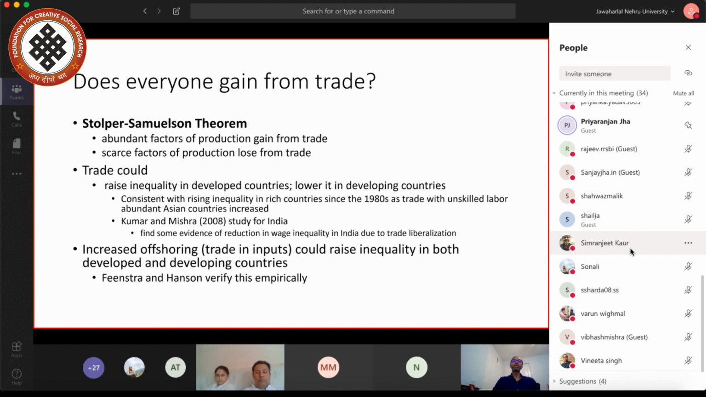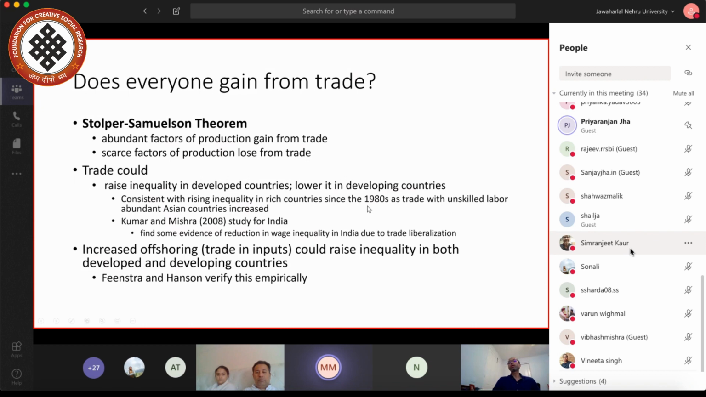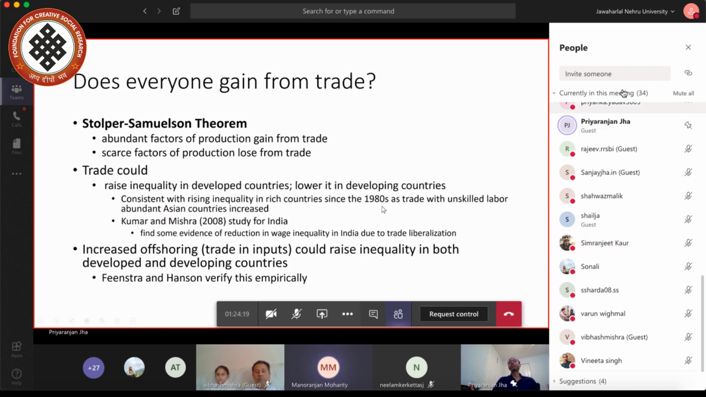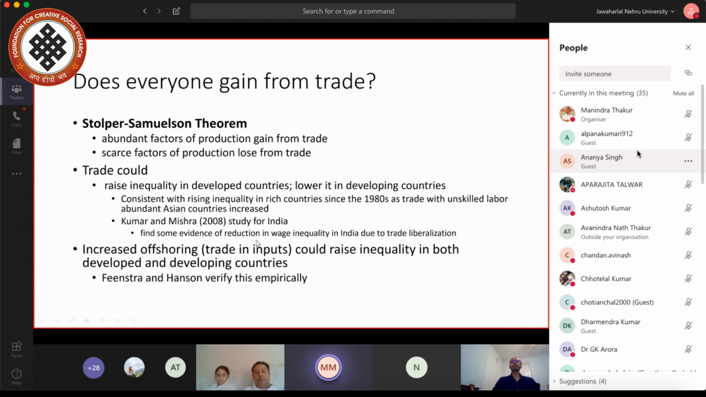And when you look at evidence, what you'll find is there's a lot of evidence of rising inequality in rich countries. So it is consistent with the Stolper-Samuelson theorem, and you would expect trade to lead to an increase in inequality, and there's some evidence of that. For India, there's this paper by Kumar and Mishra, and they find some evidence of reduction in wage inequality in India due to trade liberalization.